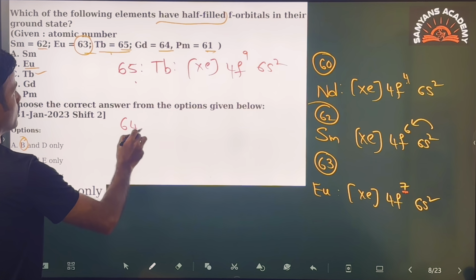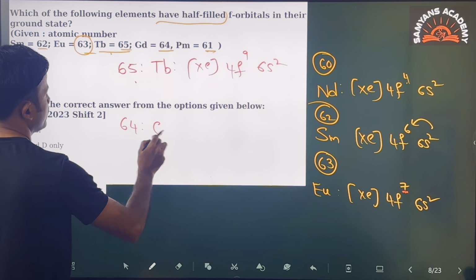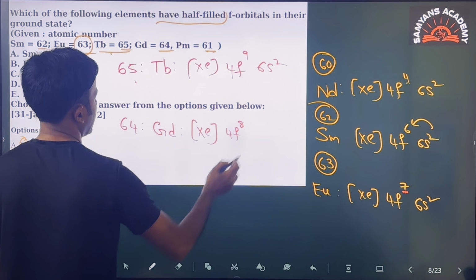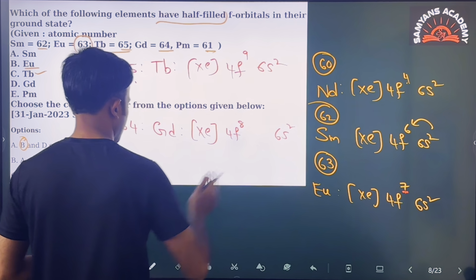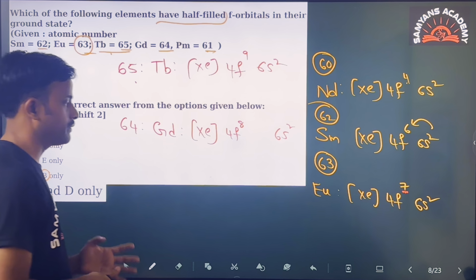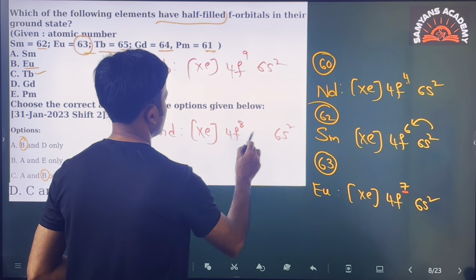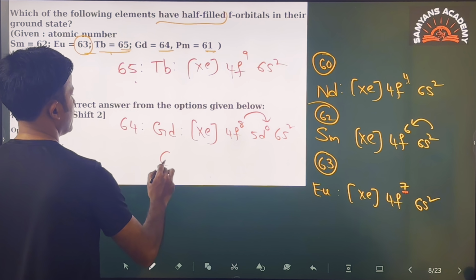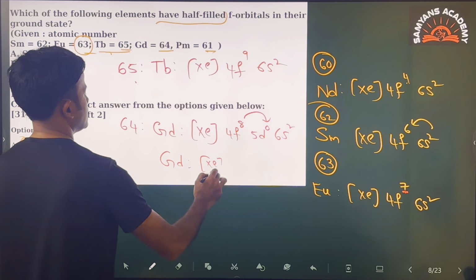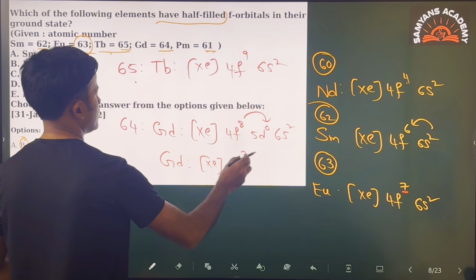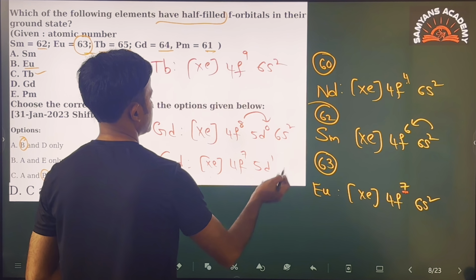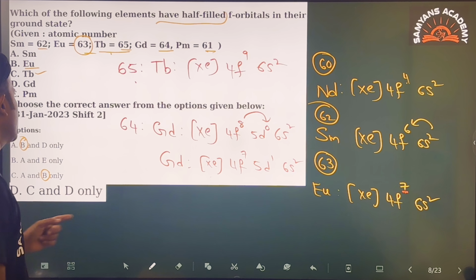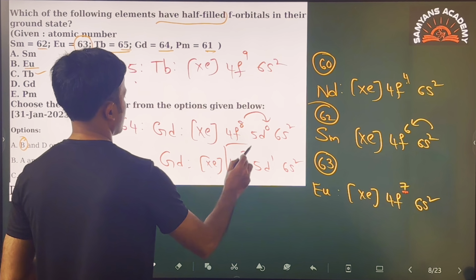Next you see the 64. 64 is gadolinium, xenon, 4f8. Next 6s2 is coming. To get the half-filled configuration, 1 electron jumps into the d subshell or d orbital. Then the gadolinium electron configuration becomes like this. Xenon, 1 electron jumps to here to get the stable configuration. So 4f7, 5d1, 6s2. This is the gadolinium electron configuration. Gadolinium also has the half-filled f block configuration.